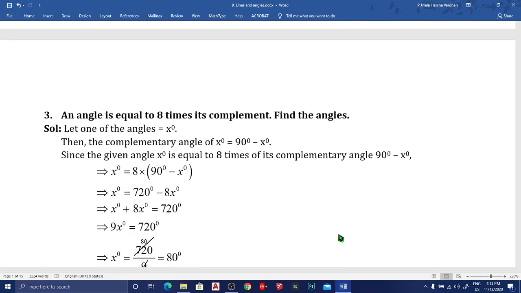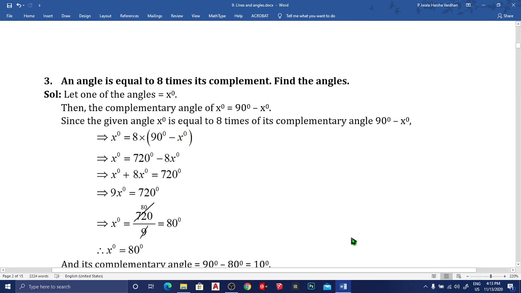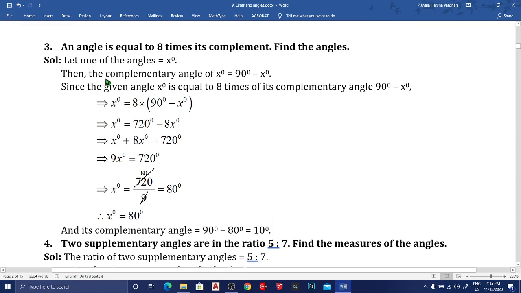Okay, next, the third one. Here the problem is given in the form of a statement. First you have to decode this statement in the form of an equation. All of you know that in the simple equations chapter I already explained how to convert given statements into equations. See here, an angle is equal to 8 times its complement.